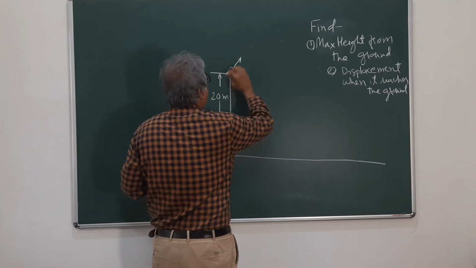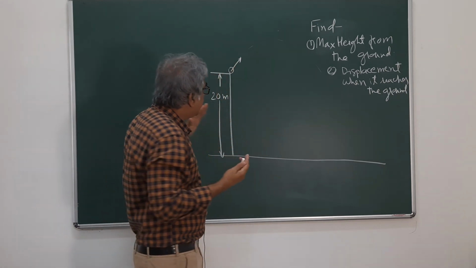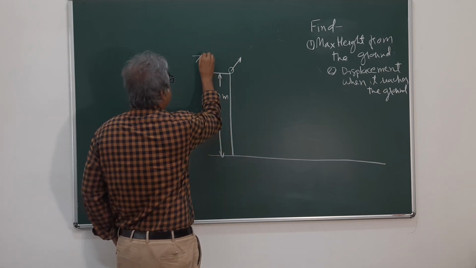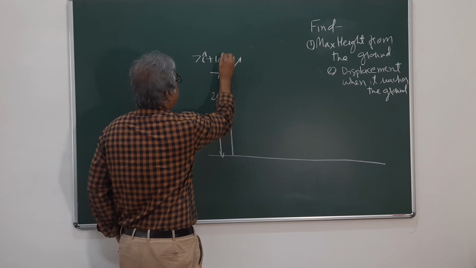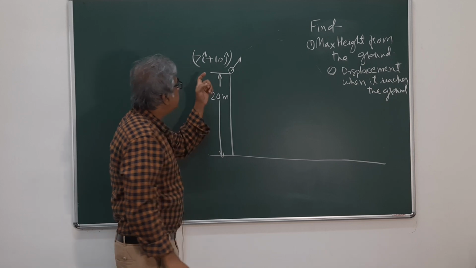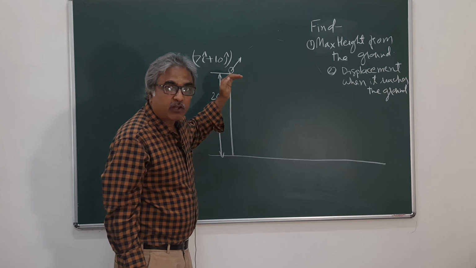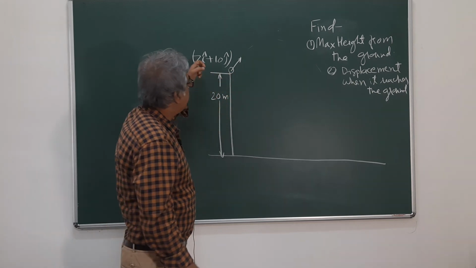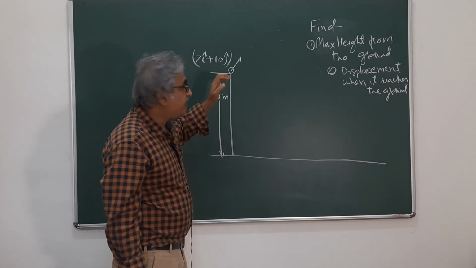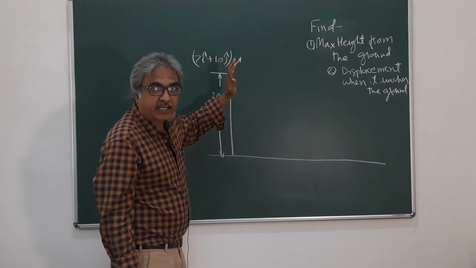So let's say the projectile, and we will consider a certain velocity. The projectile is fired at an angle. Let's say that this velocity is given by 7 i cap plus 10 j cap. This is in meters per second, right? That means the horizontal component of the initial velocity of the projectile is 7 meters per second. The vertical component of the initial velocity of the projectile is 10 meters per second, right?